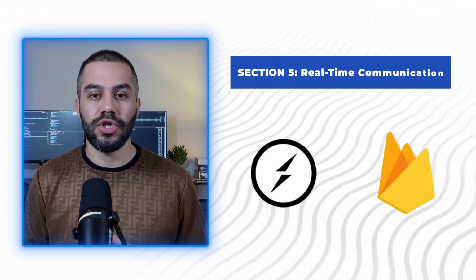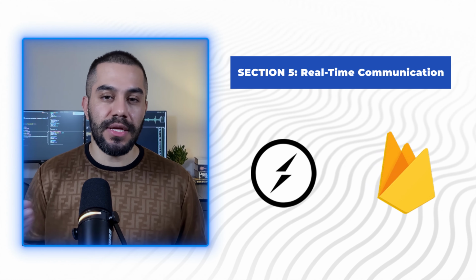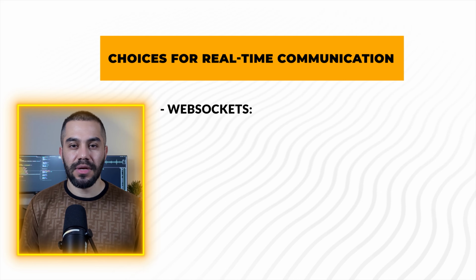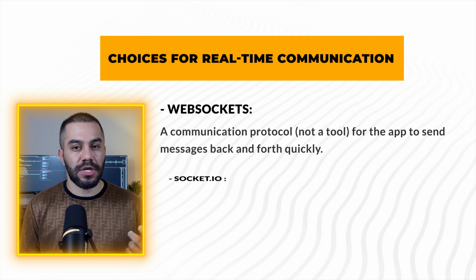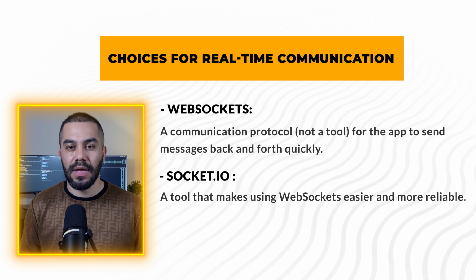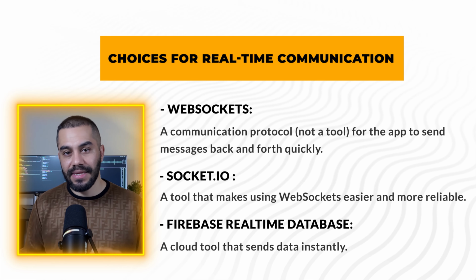Real-time communication means sending messages right away, just like talking to a friend. We need our app to send and receive messages instantly. There are a few ways to make this happen, but we are going to look at the most popular and useful options to keep it simple and reliable. We have WebSockets, a way for the app to send messages back and forth quickly. We have Socket.io, a tool that makes using WebSockets easier and more reliable. And finally, we have Firebase Real-Time Database, a cloud tool that sends data instantly.